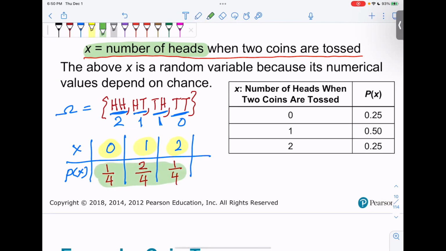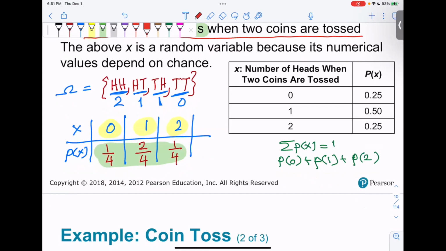The sum of those values, right? Summation of P(x) equal to 1, which is probability of 0 plus probability of 1 plus probability of 2, right? So it will be 1/4 plus 2/4 plus 1/4, which is equal to 4 divided by 4, equal to 1. So now the summation is equal to 1, this is our second condition or second requirement.